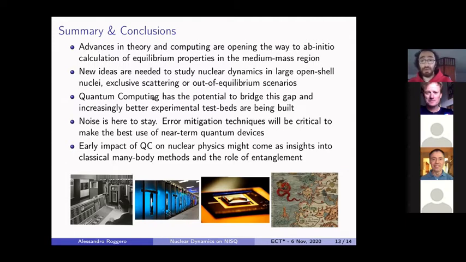And right now we have the first quantum devices available that are allowing us to explore at least some of these ideas. And something that is going to be very important to make the best use of these devices is to devise error mitigation strategies that are able to reduce the impact of noise on these devices as much as possible. That will be critical in the near term.